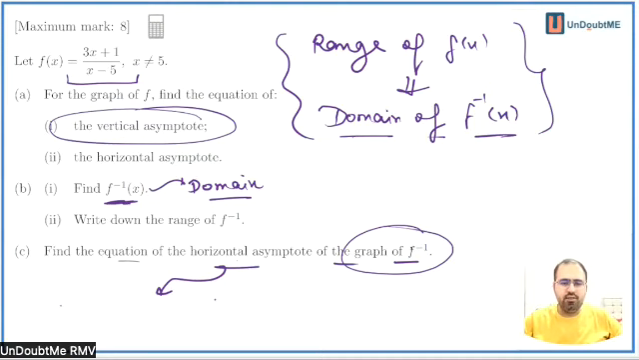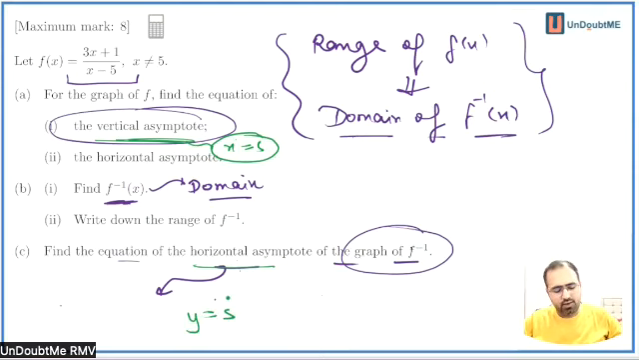Raghav, what was this answer you gave for? For the horizontal asymptote. Okay, what is the domain for f(x)? Or in simple words, what is the equation of the vertical asymptote of f(x)? x is equal to 5. x can't be equal to 5. So when we write the horizontal asymptote for f inverse, it has to be y is equal to 5.